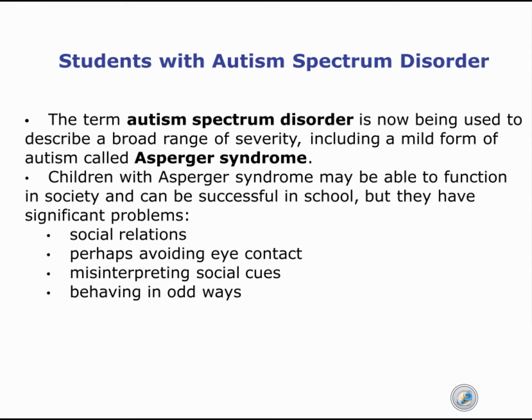The term autism spectrum disorder is what we're using now. It includes the mild form of Asperger's all the way up to autism. Children with Asperger's syndrome may be able to function in society, and they can be really successful in school, but they still have problems with social relationships. Typically, they don't know how to read social signals, and they pretty much say what's on their mind.